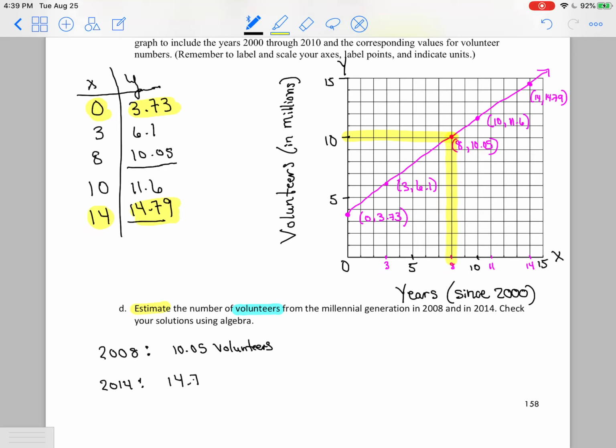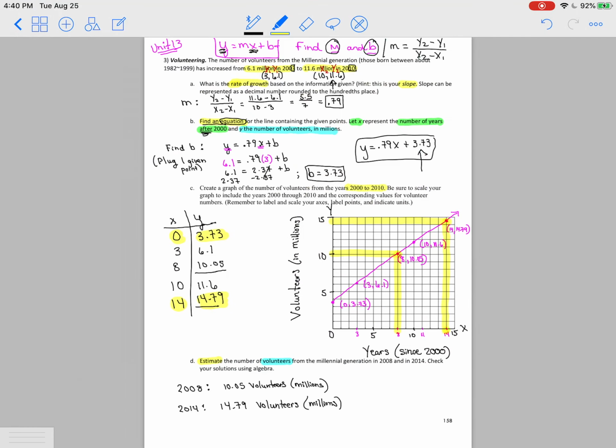2014, we decided that there were 14.79 million volunteers. I better put that in here, in millions. And of course we can check that one out too. And 14 can go up. We know we graphed it correctly, right? This is going to be just below that 15. So our graph is good. Everything seems to be kosher here.